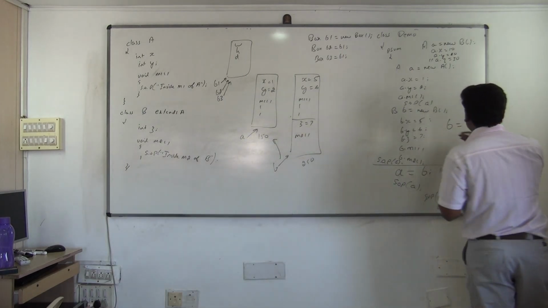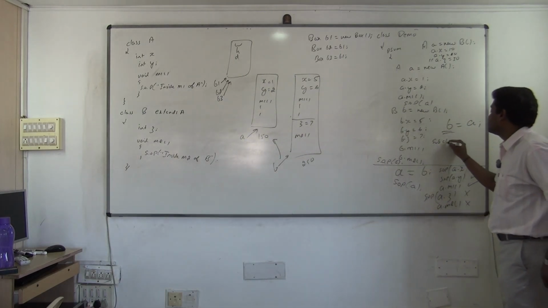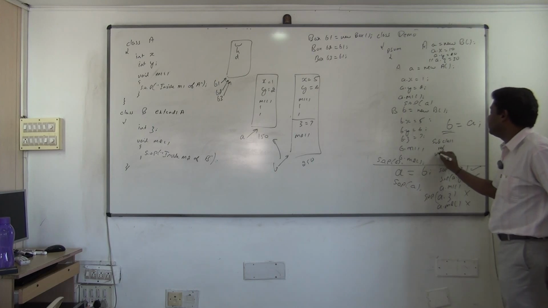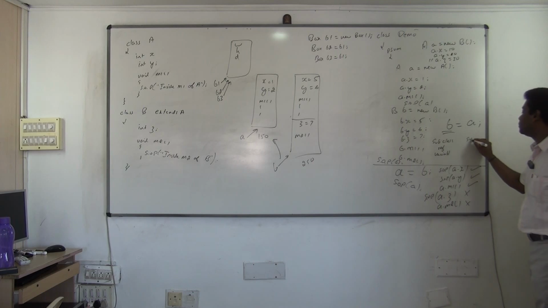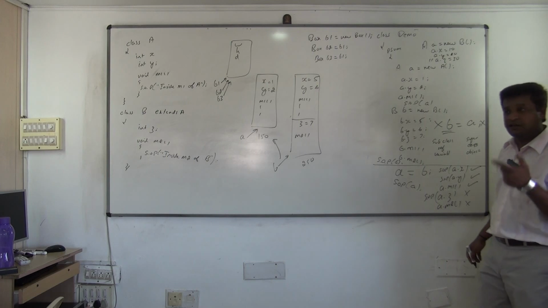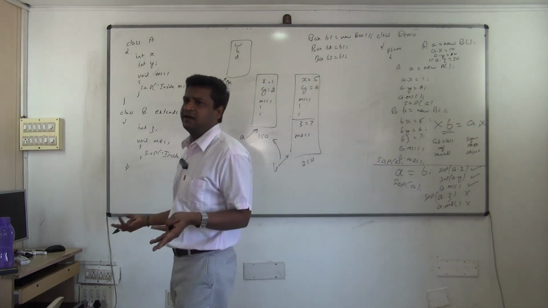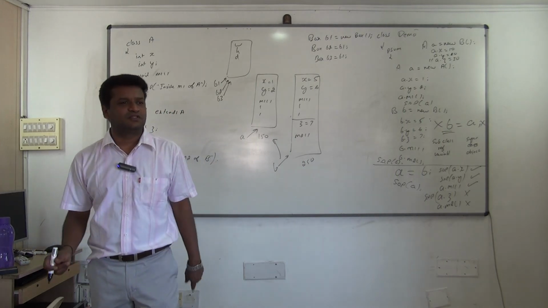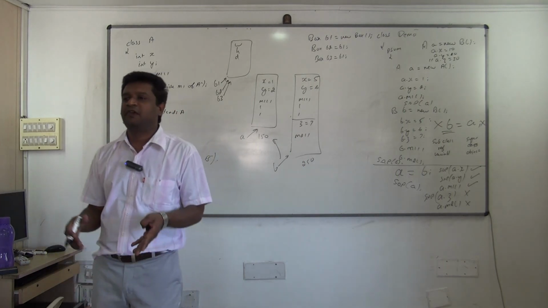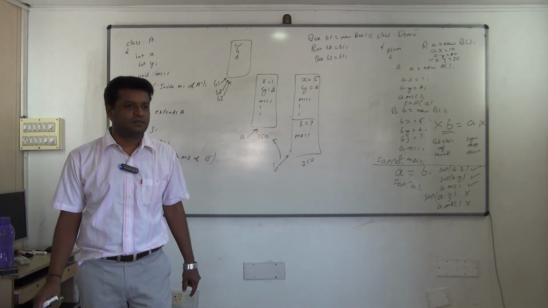A subclass reference variable cannot refer to a superclass object. So this is wrong. A subclass reference variable cannot refer to a superclass object. Why? It is clear. A superclass object is having only superclass members. So what is the use of making a subclass variable refer to that superclass object?